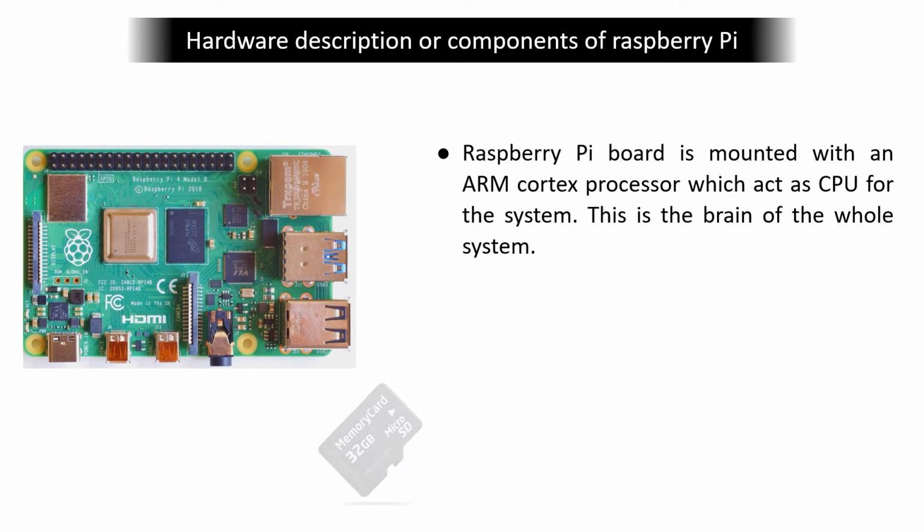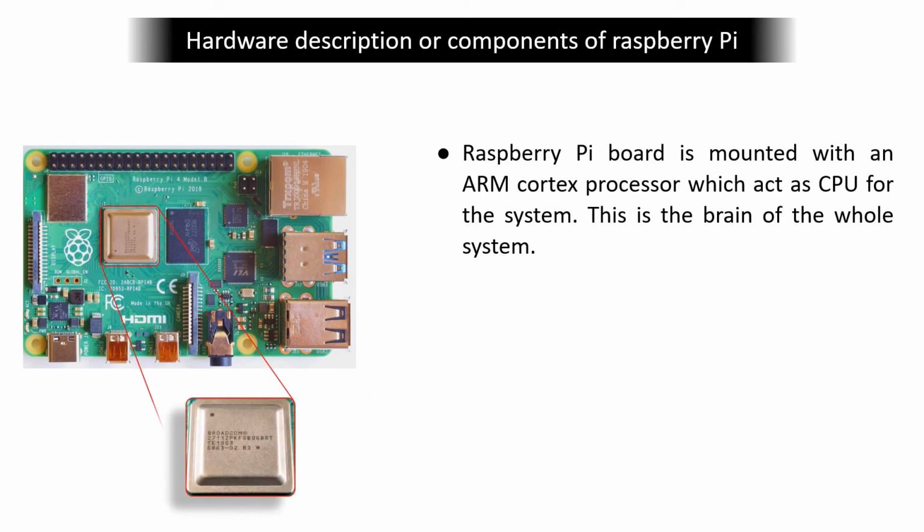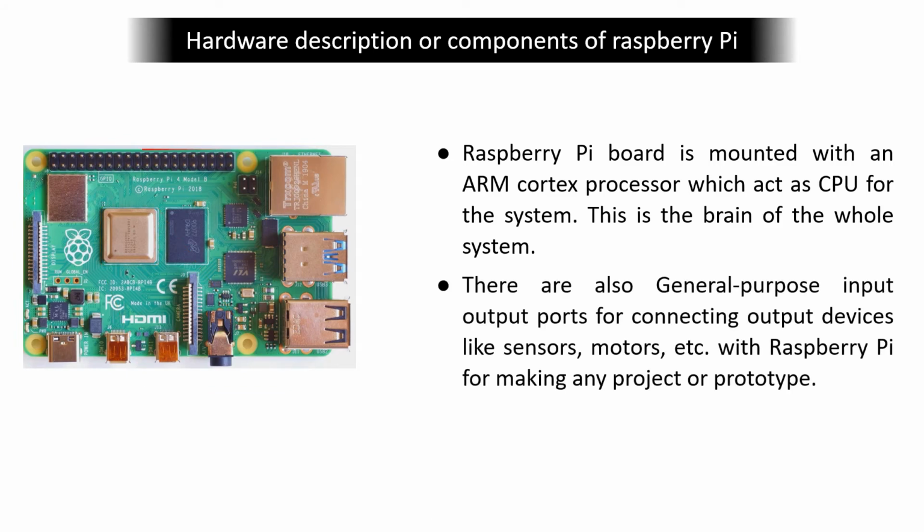Raspberry Pi board is mounted with an ARM Cortex processor which acts as a CPU for the system. This is the brain of the whole system. There are also general purpose input-output ports for connecting input and output devices like sensors, motors, etc. with Raspberry Pi for making any project or prototype.